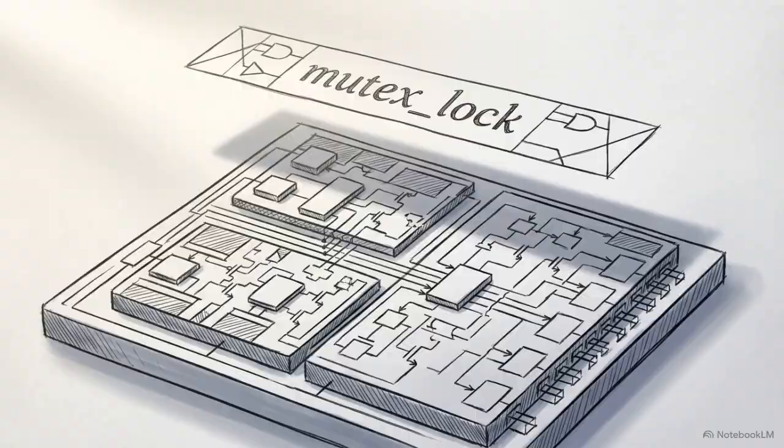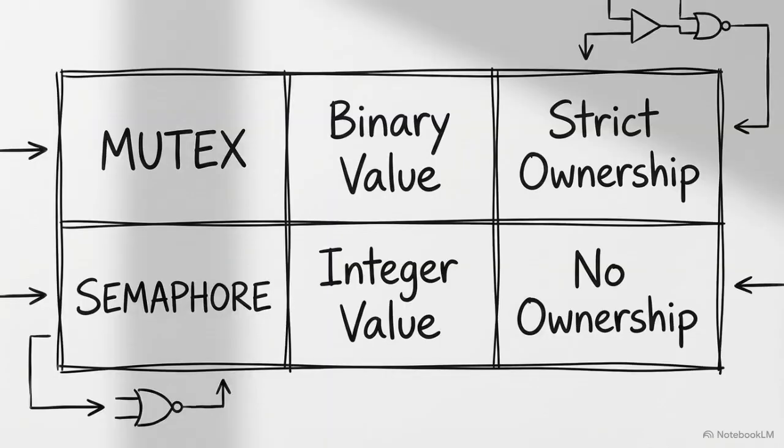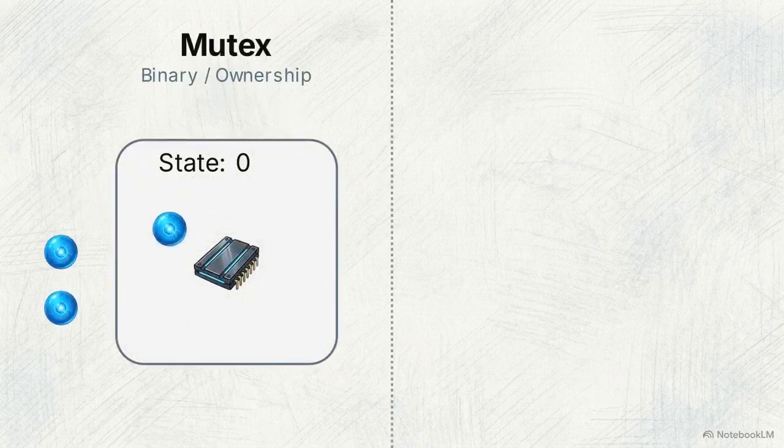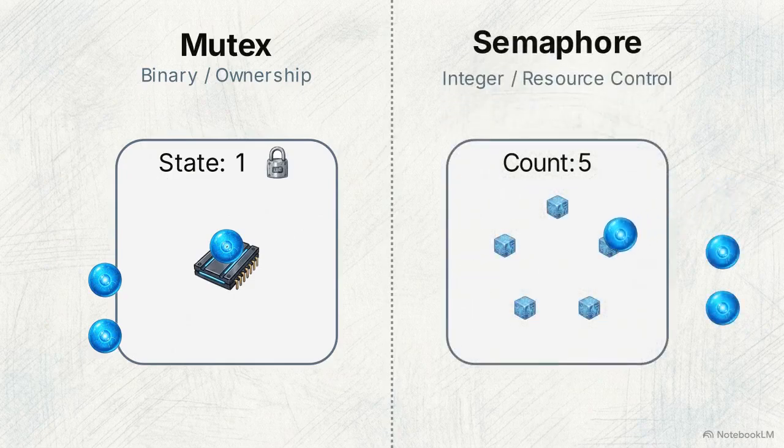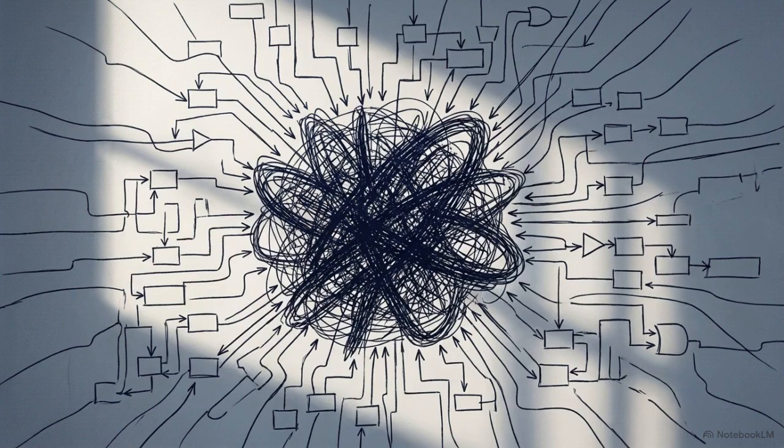This table isolates the mutex against its closest relative, the semaphore. Mutexes are binary and require absolute thread ownership to protect a singular critical section. Semaphores use integer counters to orchestrate access to pools of identical resources, regardless of which thread holds the lock. While mutexes solve race conditions at the instruction level, strict ownership creates macro-level risks for the operating system.